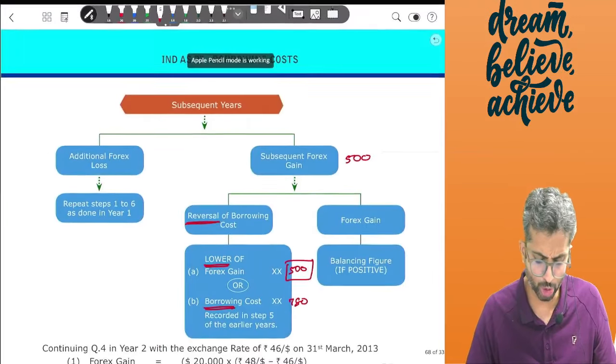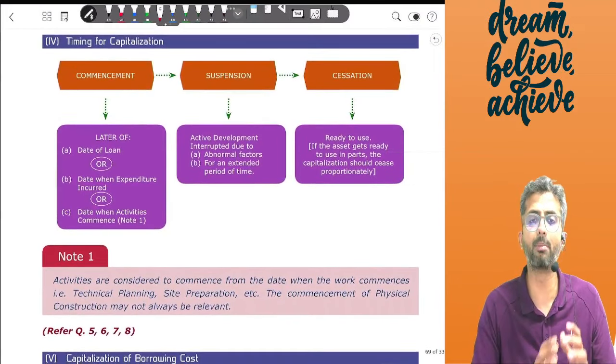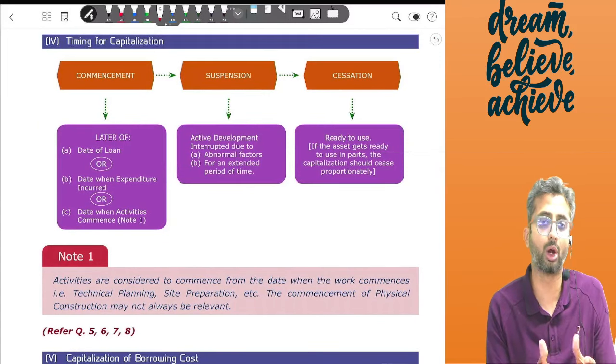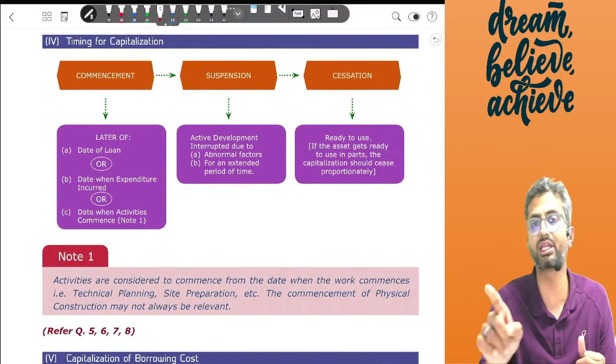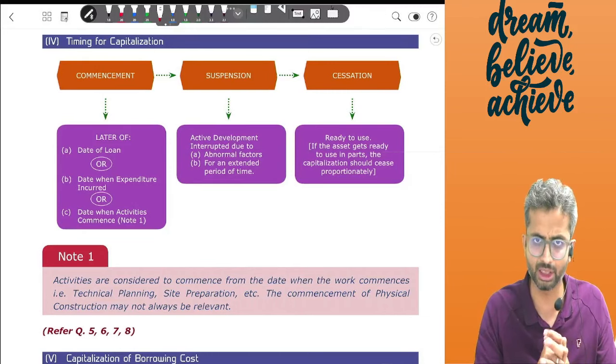Next, you go into capitalization. So we have studied what a borrowing cost is. Now you need to figure out when you should start capitalizing the borrowing cost, and till when you should continue capitalizing the borrowing cost.